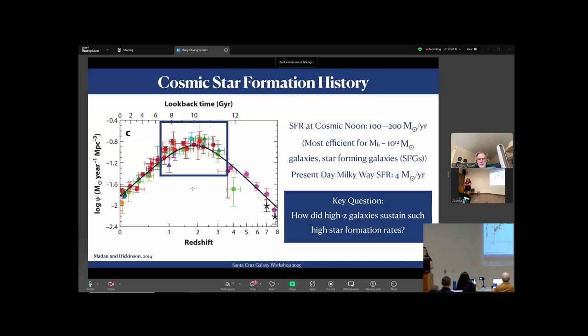First, to motivate why we're doing this a bit, just looking at the cosmic star formation history as a function of time in this classic Madau and Dickinson plot, we see that there's this clear peak at around cosmic noon or redshift 2. And at cosmic noon, we have these large star-forming galaxies that have star formation rates on the order of 100 to 200 solar masses per year. When you compare that to the present-day Milky Way star formation rate of 4, that's obviously a huge discrepancy. So a big question is, how are these galaxies able to sustain such high star formation rates?